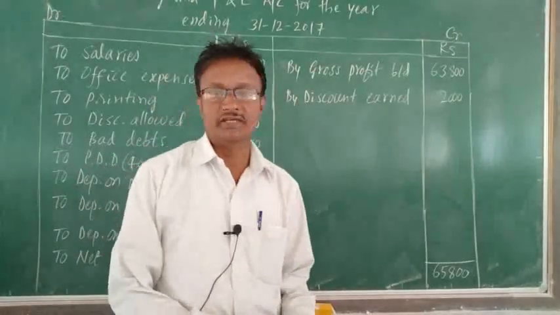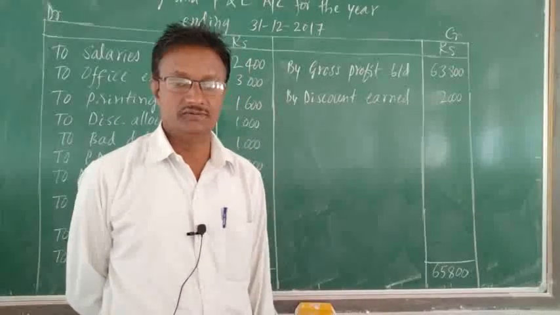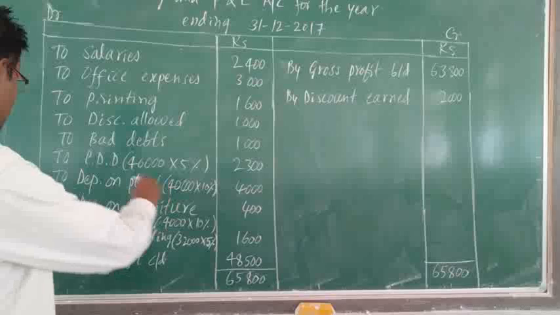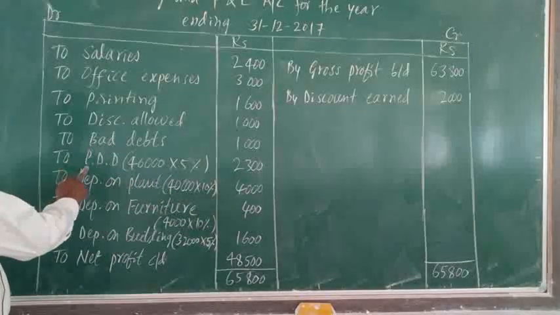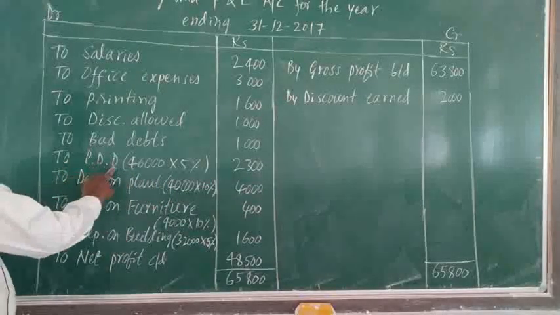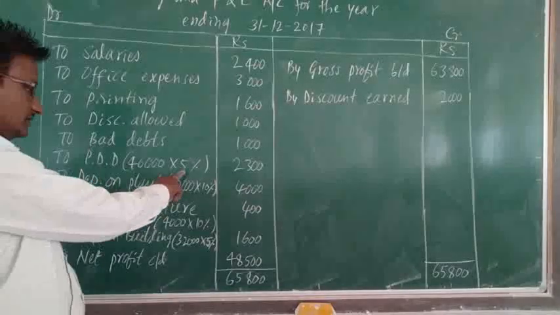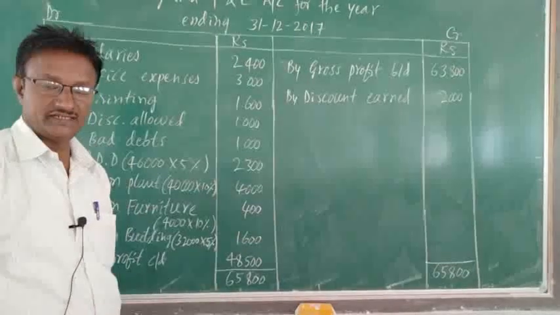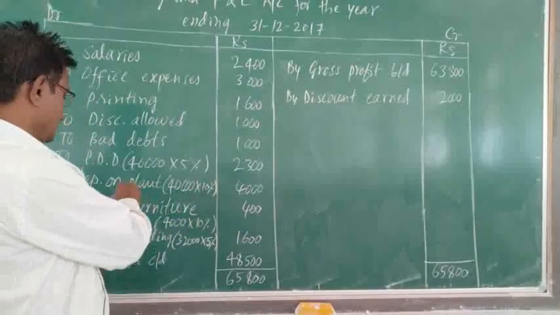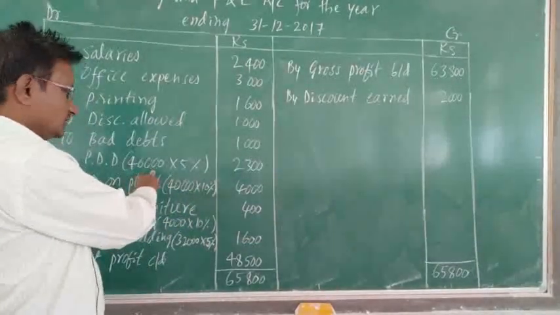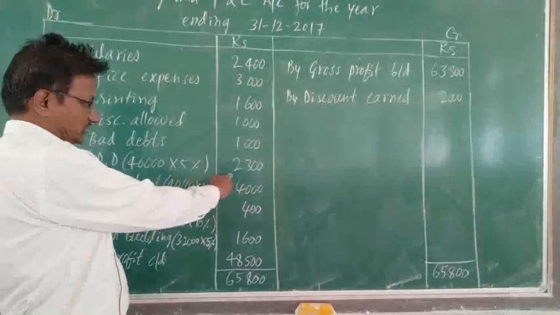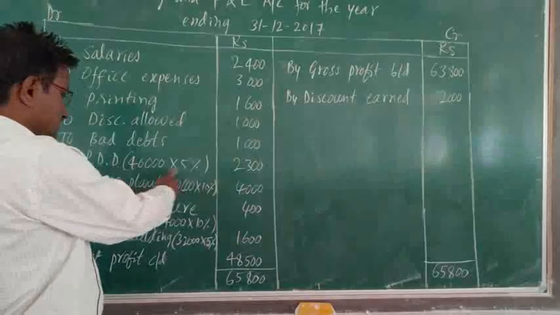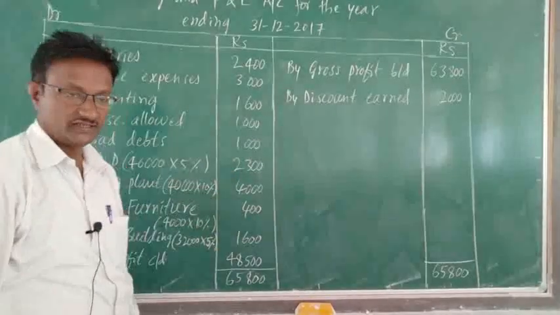So we have to make provision on debtors and we have to give depreciation on the assets. So here next, to provision for doubtful debts is at 5%. So here closing debtors at the end of the accounting period is 46,000 into 5%, we get 2,300. So provision for doubtful debts is 2,300.